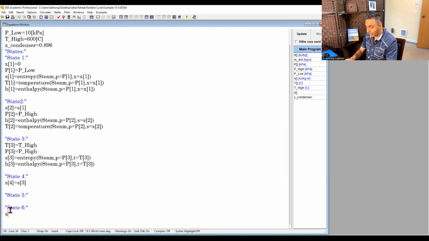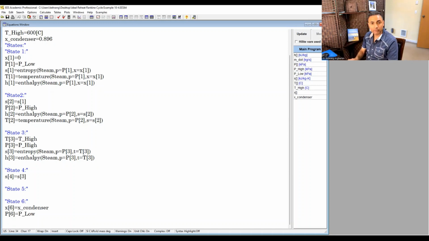So state 6, in fact, I know stuff. For state 6, I know X6 is supposed to be the X of the condenser, whatever I put at the beginning of the code up there. You see that? So X6 is that, and P6 is the P low in the condenser, what I called P low at the beginning of my code. That's why I put those values there, so you can play with them here. So now I can find other things. I can find H6, right? H6 is the enthalpy of steam, when P is P6 and quality is X6, like this.